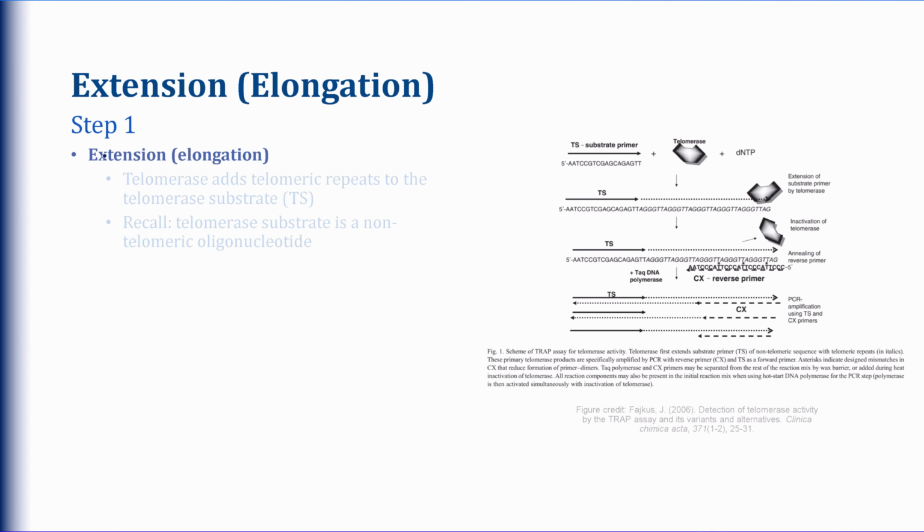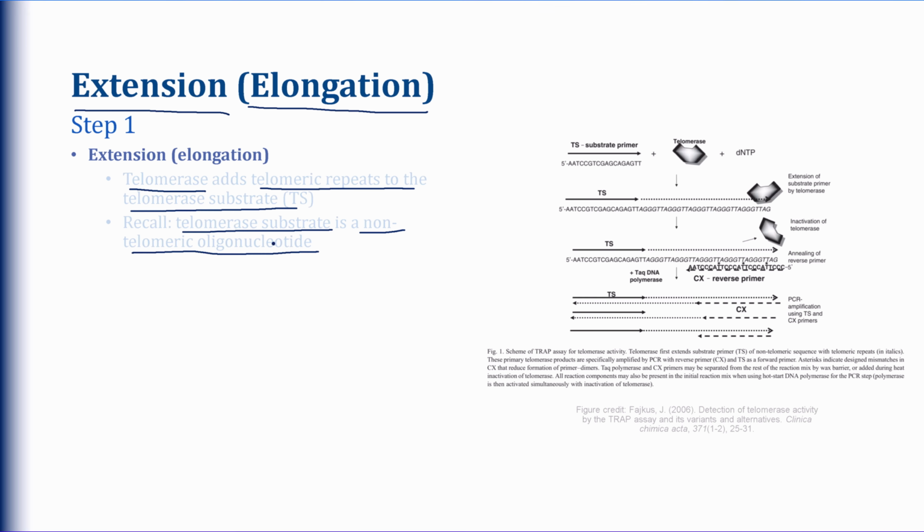Now let me talk about the first step, which is extension or elongation of the telomerase substrate. Telomerase is used to add telomeric repeats to the telomerase substrate. Remember, the telomerase substrate is also known as the non-telomeric oligonucleotide. That's because the telomerase substrate is a non-telomeric oligonucleotide. It's in the name. The telomerase substrate is a primer as well, so it's used as the forward primer. Here you can see a figure, and you can see that the telomerase substrate is being extended. The extension is done by the telomerase enzyme, and you can see in italics the extension of the telomerase substrate.